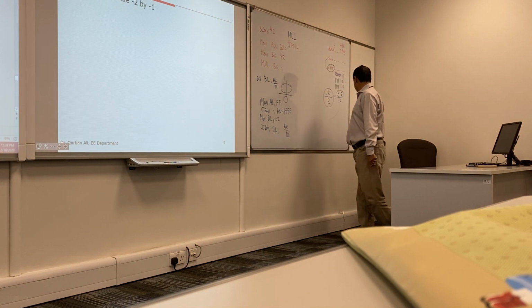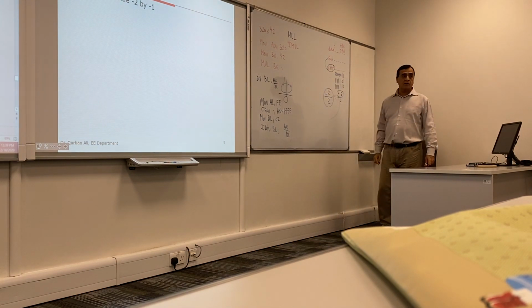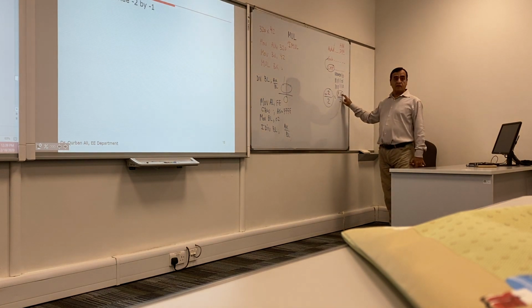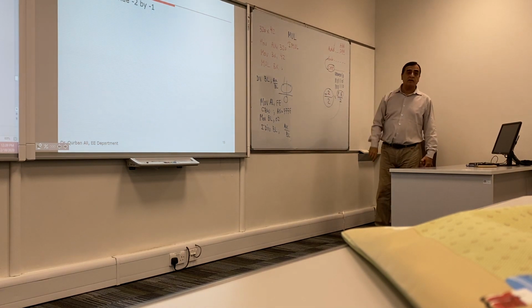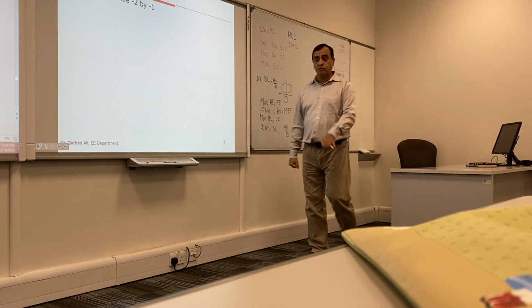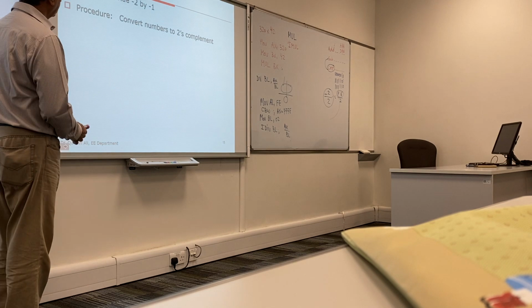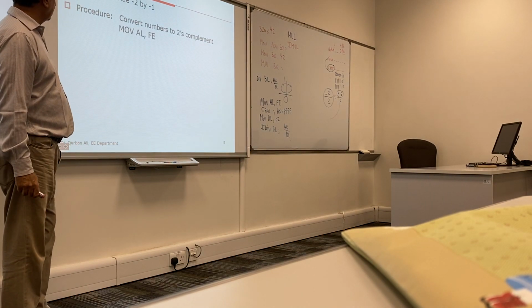What do I do now? Both are negative. Write them into hexadecimal. -2 is FE and -1 is FF, which we did before also. You can convert into 2's complement also. So, convert into 2's complement.